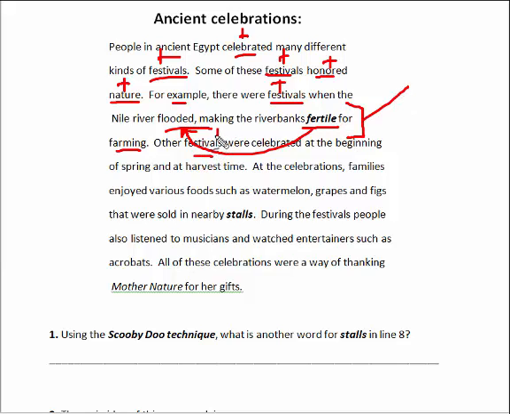Festival is positive. Celebrated is positive. Beginning of spring. I think spring is a positive word. Harvest time means food. That's positive. Celebrations, that's positive. I say families, I think of positivity. Enjoyed, it's positive. Various foods. That means a variety of foods. I like that. Watermelon, grapes, figs, that all sounds delicious. I could label all that positive.